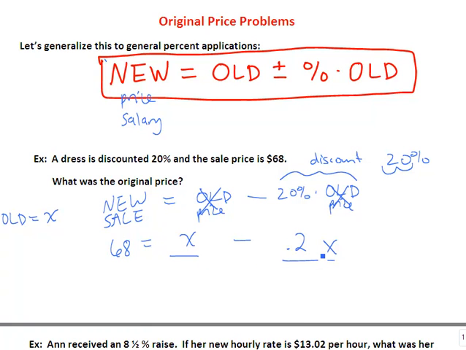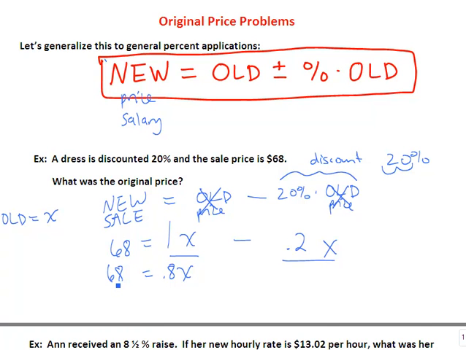So the way you want to think about this is they're like terms. So all we have to do is subtract their coefficients. Now this first x has an implied coefficient of 1. So 1x minus 0.2x is 0.8x. And this should seem like it makes sense, because if you think back in terms of percents, this is saying 0.8, which is the same as 80% of what is $68.